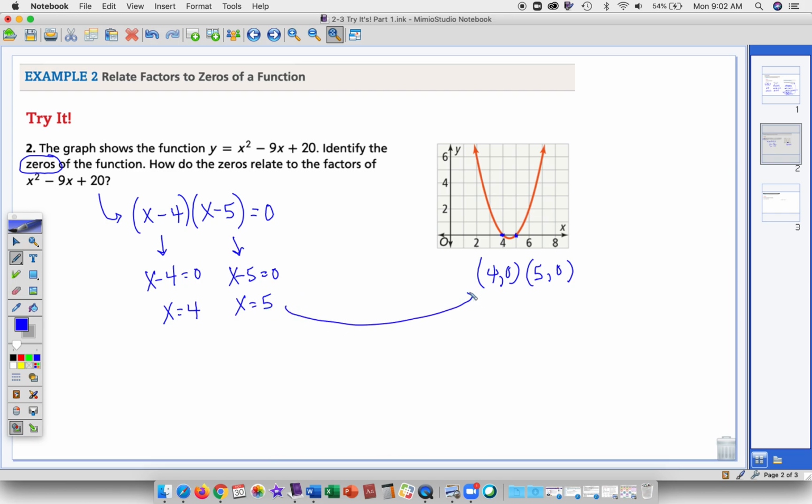And there you go. You can see the connection between the actual intercepts and the solutions and the factors. So keep this in mind for the future. When you're given the intercepts, you can work in the reverse and come up with the factors. So it's x minus that 0 to get the factor.